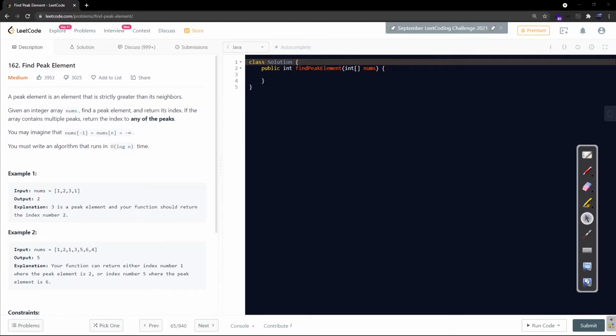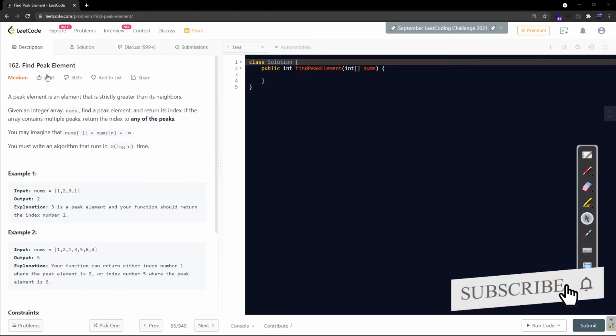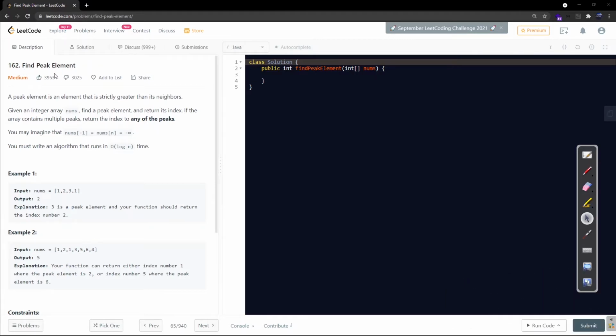So today we are going to solve LeetCode problem number 162, Find Peak Element. Again, this is a medium level LeetCode problem. So let's go through the problem statement.